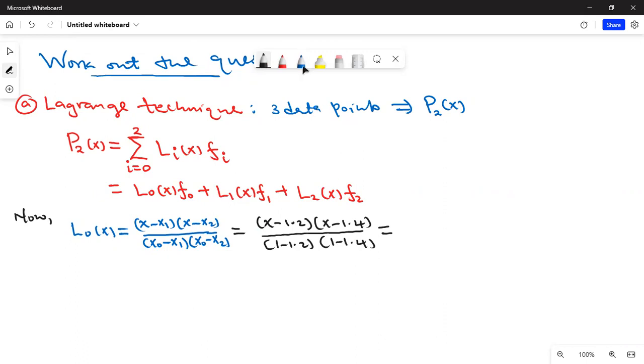Let's see what you're going to get. So when you expand that, you need to get 25 over 2 times x squared minus 2.6x plus 1.68.